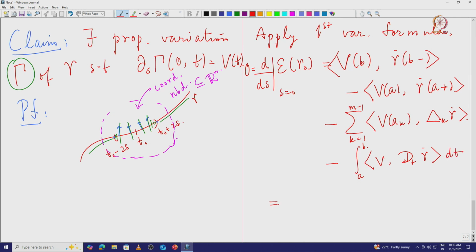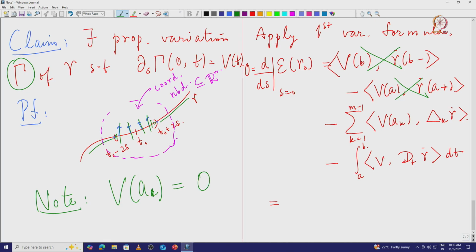Right. So now because you are dealing with a proper variation, these two terms will cancel out. Also the thing to note is that V at each of these problem points is 0. Why? That is by construction, because this interval is completely contained inside the area where gamma is already smooth. Outside of this V is 0, so all of these terms will be 0. So you are only left with the integral, but the integral is also 0 outside of this interval.